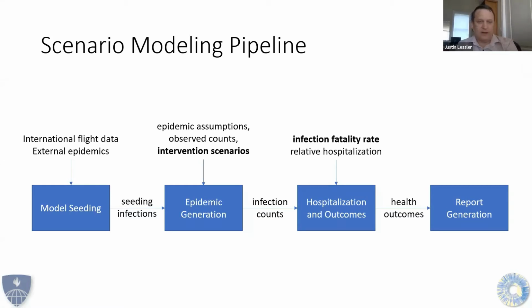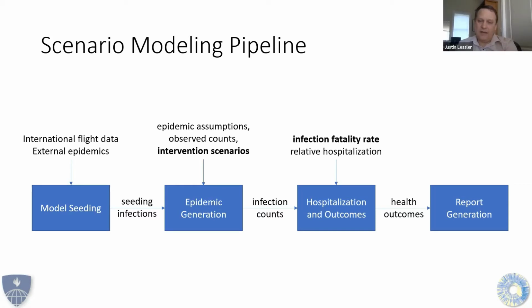for a particular setting. So it starts with a model seeding, which early on was based on international flights and external epidemics, and now has become more based on early case reports. And then that feeds into an epidemic generation engine, which is what most of you probably think about more classically when you think about an infectious disease model, something that takes the way we understand disease transmission and transmission dynamics and generates cases. And that's going to be based on our assumptions of how the disease works, our observed data, and the intervention scenarios we can lay out.